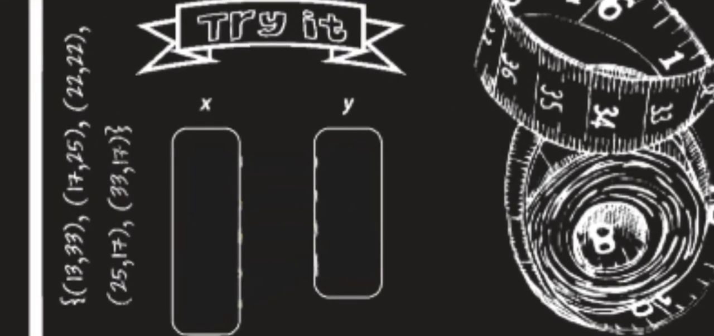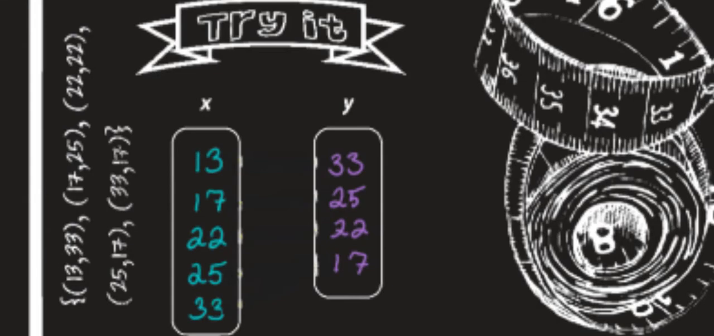Your turn. Begin by listing all of the x values, then list all of the y values, and connect them to complete the mapping. Notice I did not duplicate any of the x values or y values.